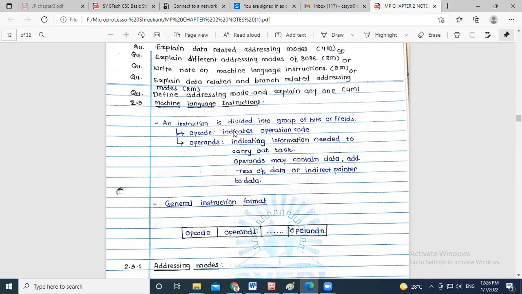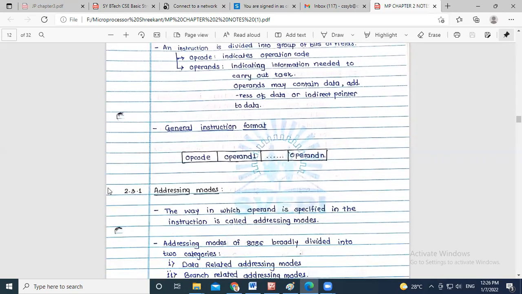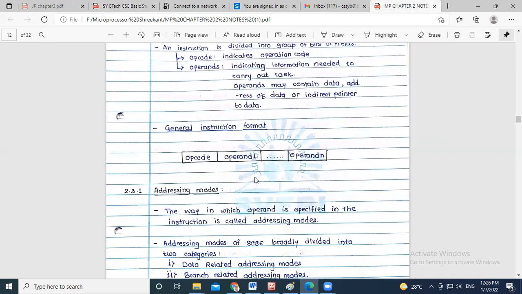Okay. So this is the basic concept of machine level language, and now we have to start with addressing modes, as per your syllabus. One topic is addressing modes and the other is instruction execution. Today we have to cover both topics, 1 hour for addressing modes and the remaining 1 hour for instruction execution timing. Okay, so now we'll start with addressing modes.